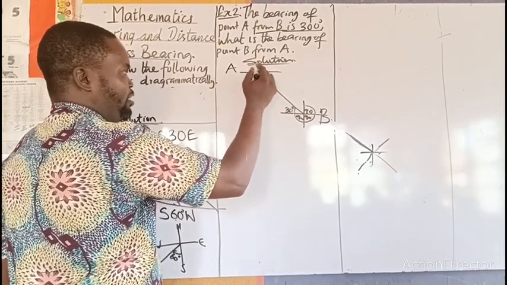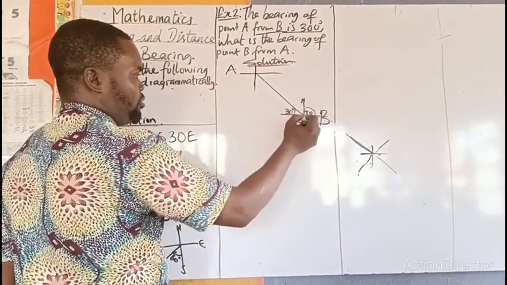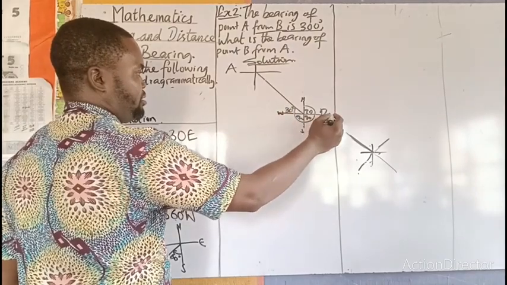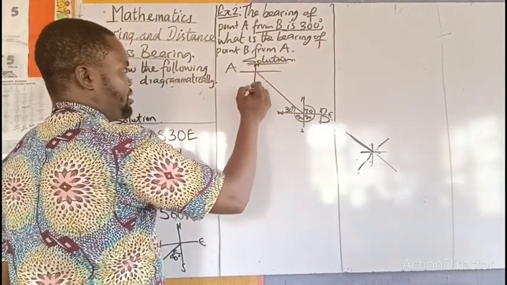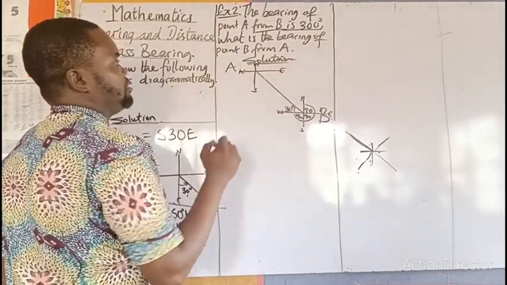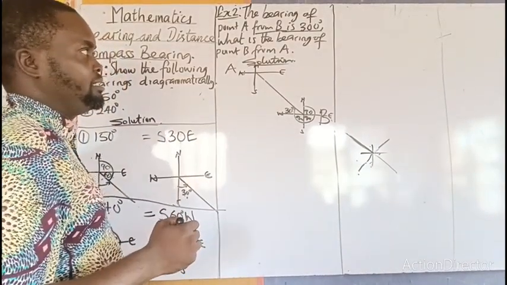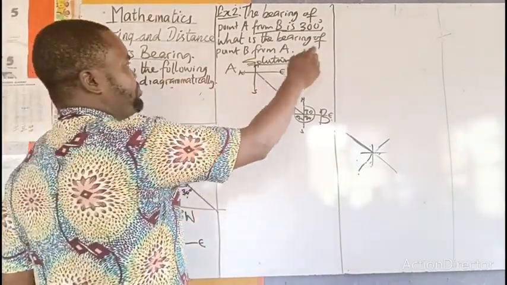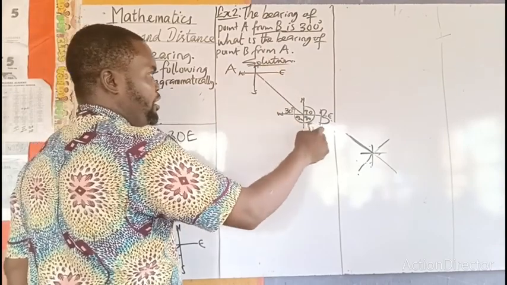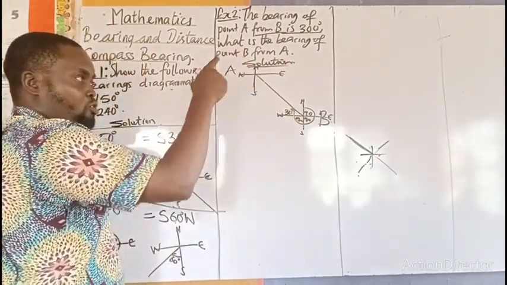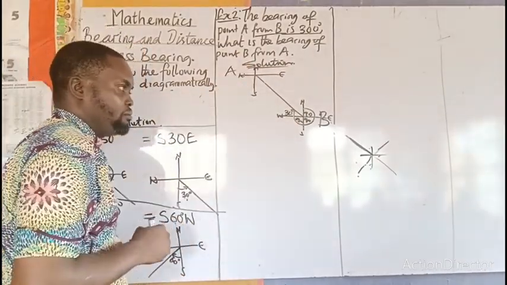This is now point A. I draw my cardinal point on point A also. North, south, west, east. Okay. Are you getting it? Because the person said, what is the bearing of B from A? So we want to read it from A now.